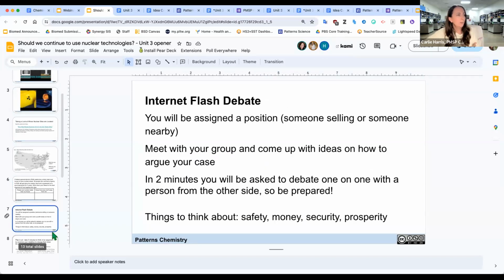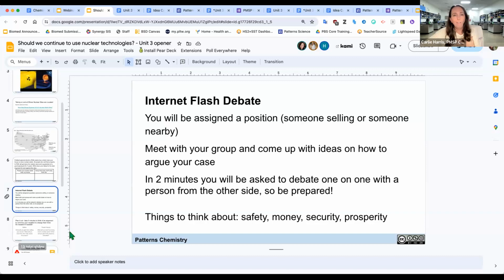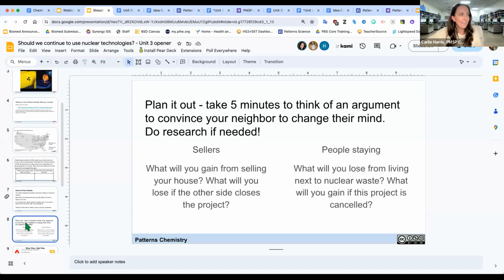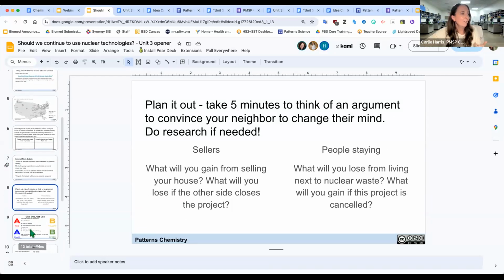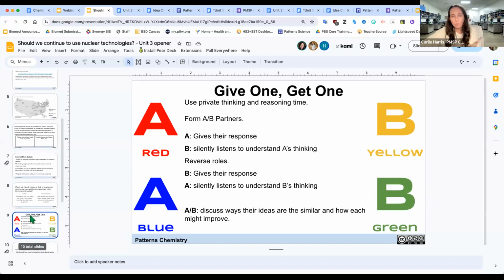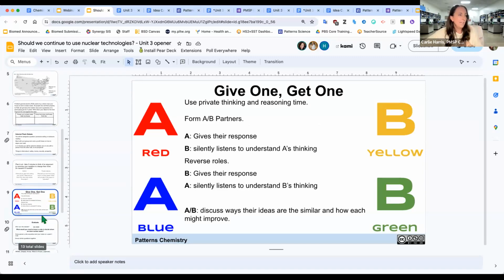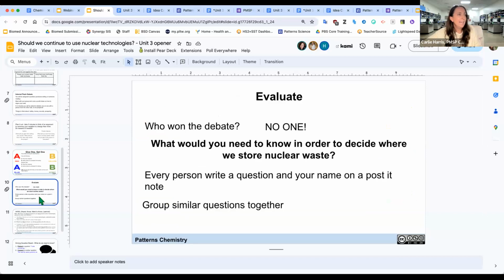And we walk our students through engaging in what we are calling an internet flash debate. This is something that you might see being discussed on the internet, which we know is not very successful most of the time, right? There's a little bit of information here, and we have a give one, get one protocol where we have A and B partners. As we go throughout the debate, okay, did anyone win? Well, not really, right? It's just a means to prompt students to begin asking questions.